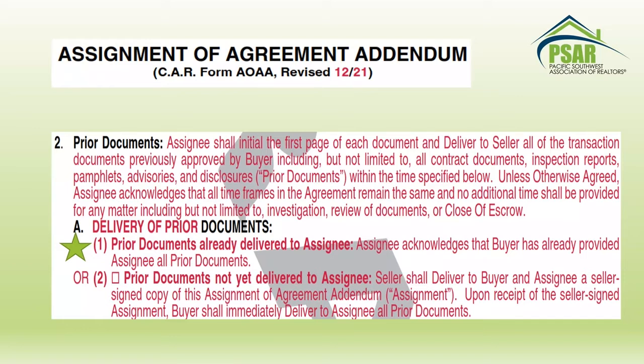So this particular paragraph, the default is prior documents have already been delivered to assignee. Assignee acknowledges that buyer has already provided assignee all prior documents. Okay, so let's take a situation where we have that cute couple that can't quite afford it and we need to add dad to the contract.